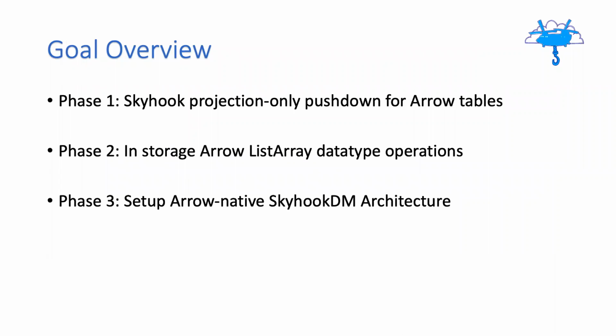Okay, in my project, there are three phases. The first one is Skyhook projection-only pushdown for Arrow tables. The second is in-storage Arrow list array data type operations. And the last one is setting up the Arrow-native Skyhook architecture. I will introduce them one by one.